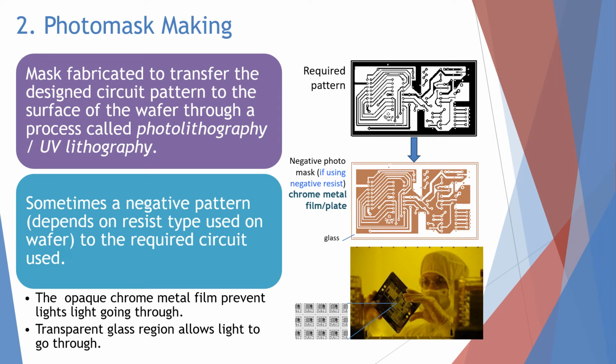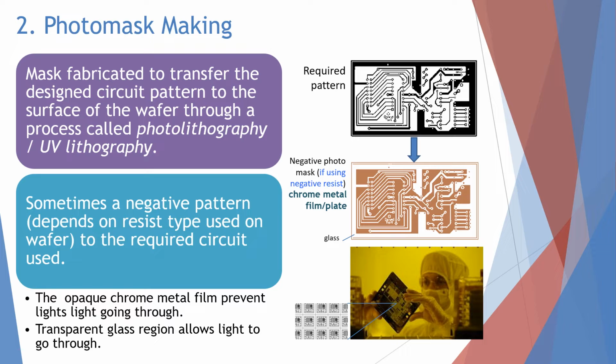The second step in order to design the IC is photo mask making. After the circuit is already designed, you have to mask the circuit. You have to fabricate the mask in order to transfer the designed circuit pattern to the surface of the wafer. This transfer will be done through the photolithography or UV lithography process. Sometimes a negative pattern is needed, depending on the resist type, so that it suits the required circuit.